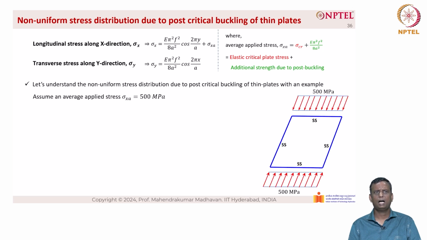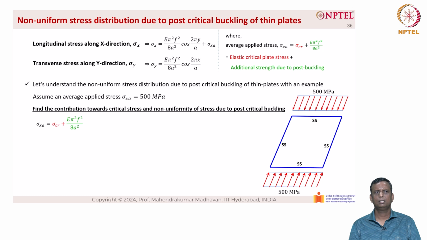Assume an average applied stress of sigma xa equal to 500 MPa. As you can see here on the right hand side, a stress of 500 MPa is applied and all four sides are simply supported. The SS represents a simply supported condition. Now, let us find the contribution towards critical stress and the non-uniformity of stress due to post-critical buckling. We know that sigma xa equal to sigma critical plus E into pi square into f square by 8a square.